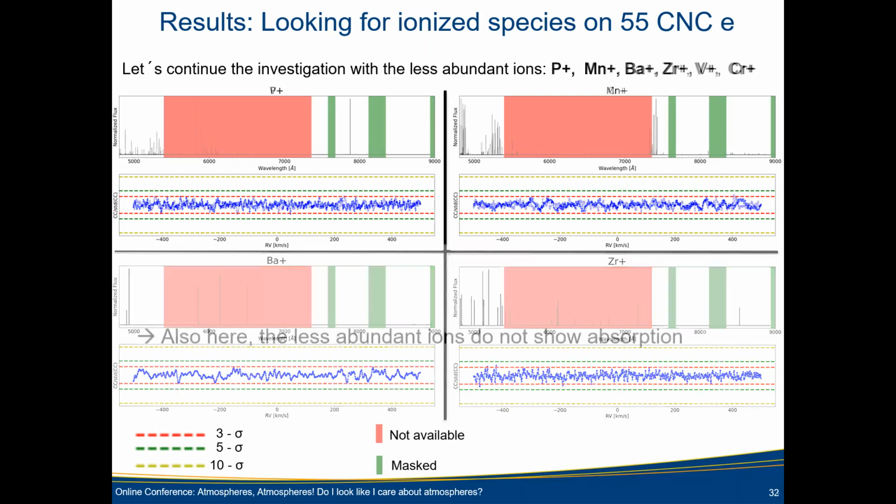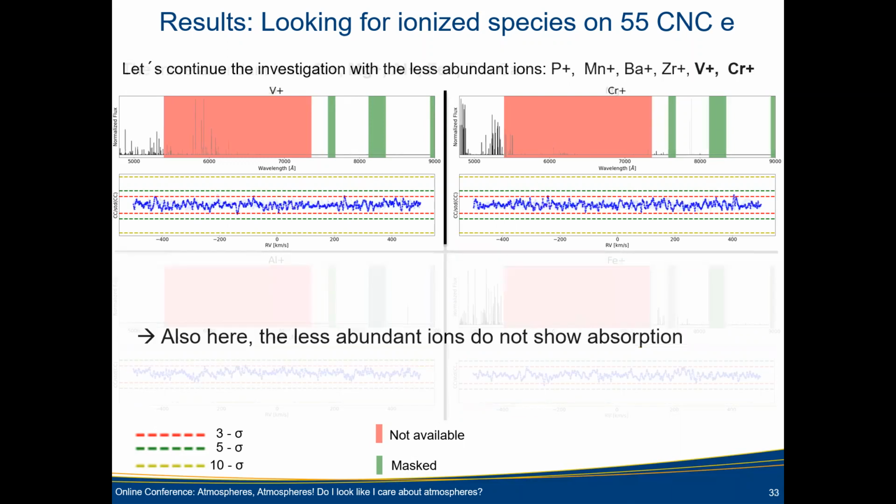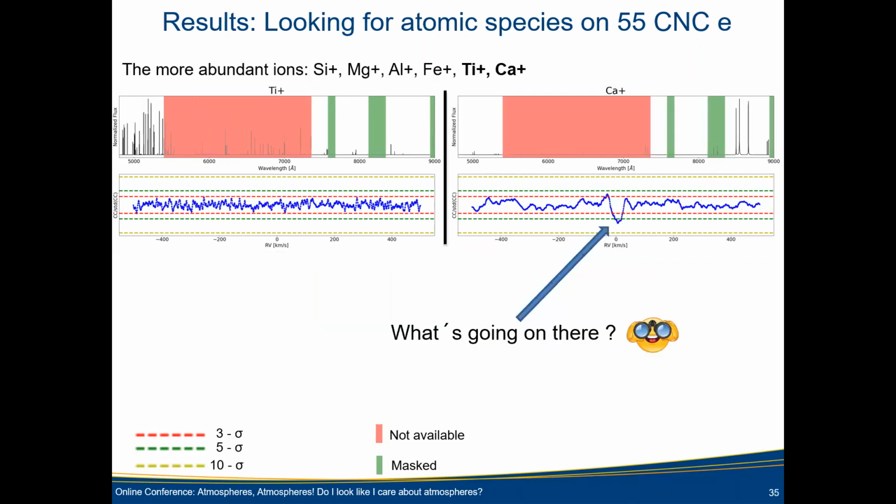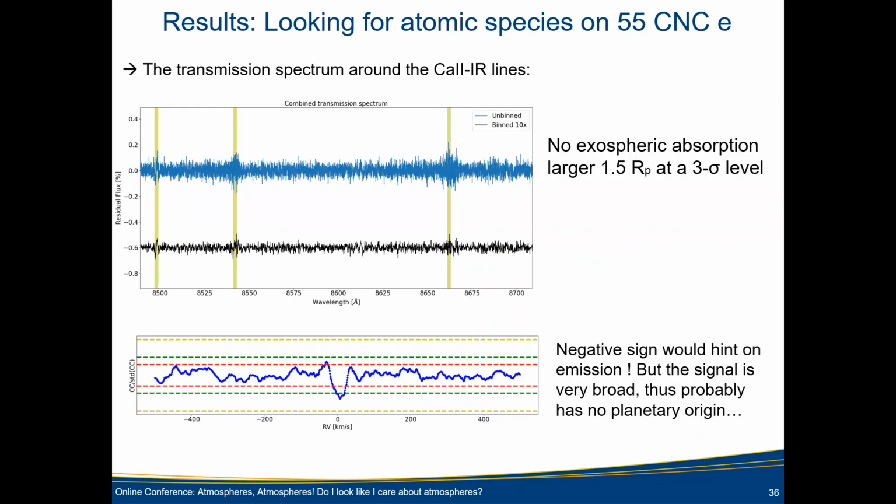However, let's go to the more abundant species, and here, guys, we have something which we see, and what's that? This is a bit confusing, because the only species which we see is a calcium signature there. However, this signature goes down and not up. For absorption we would go up, and a downgoing feature would mean there's some emission. If I look at the transmission spectrum of a calcium line, binned and unbinned, we would probe 1.5 planetary radii if we would say this is only a spurious signature.